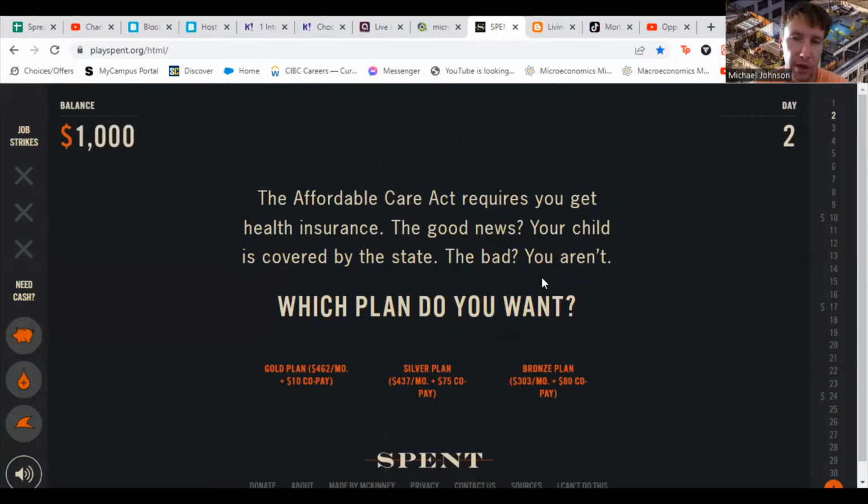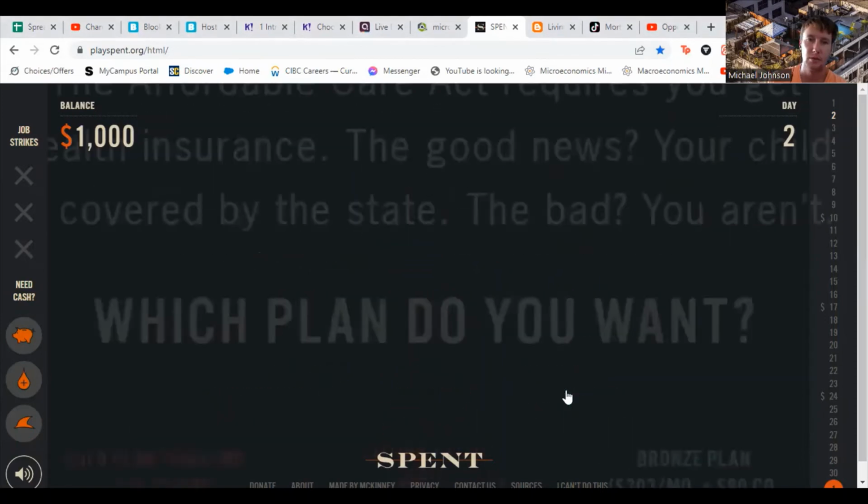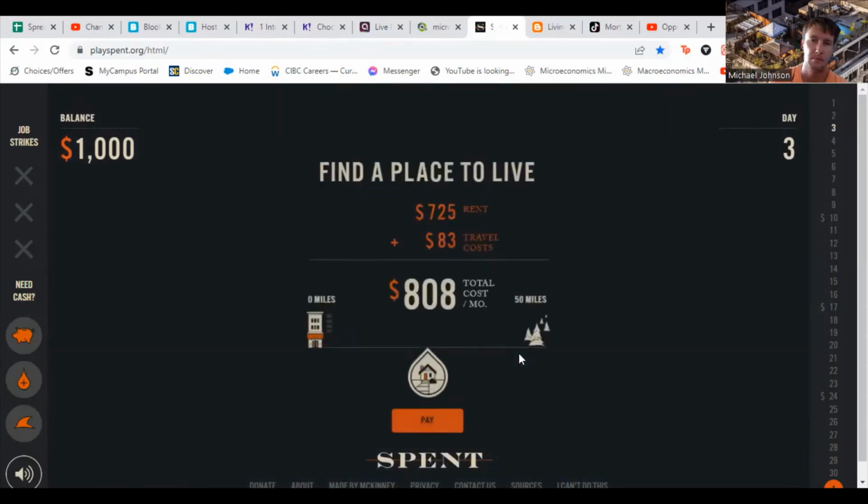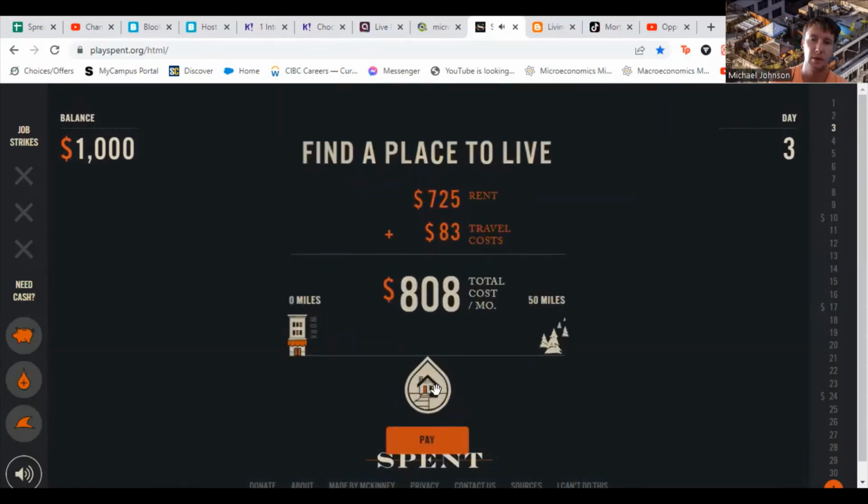The next question is, the Affordable Care Act requires you to get health insurance. The good news, your child is covered by the state. The bad, you aren't. Which plan do you want? The gold plan, the silver plan, or the bronze? That's a good answer. Yeah, I'd go with bronze too. Okay, we don't have a choice in that.